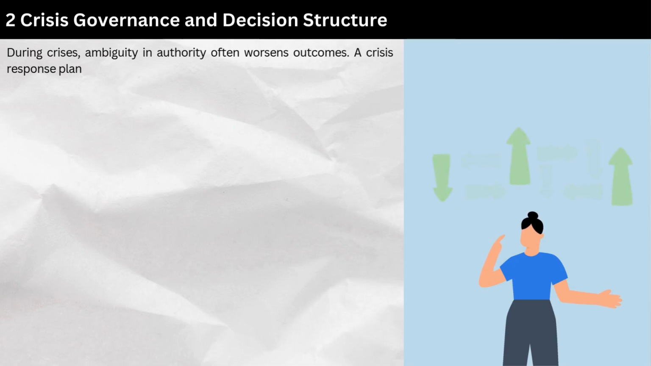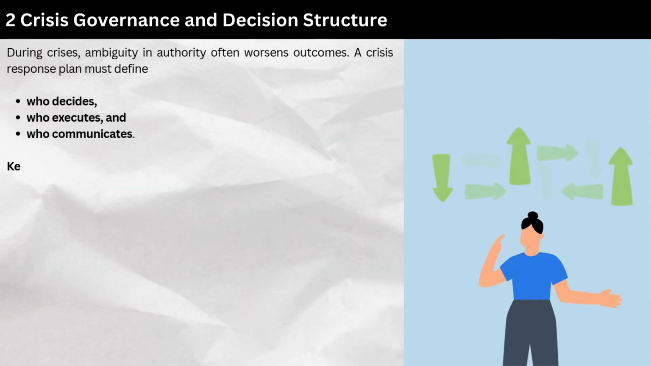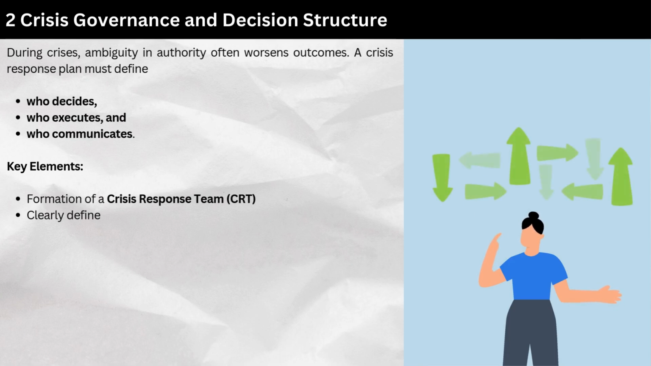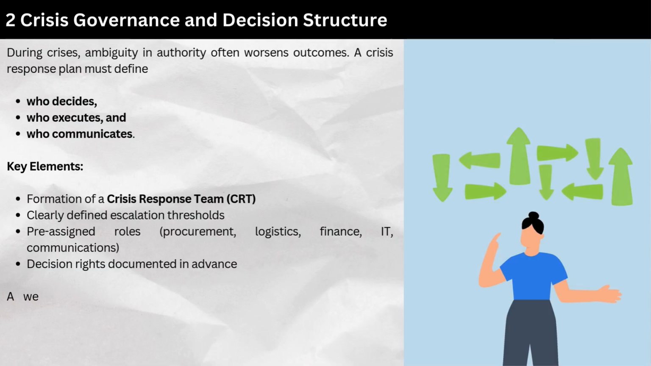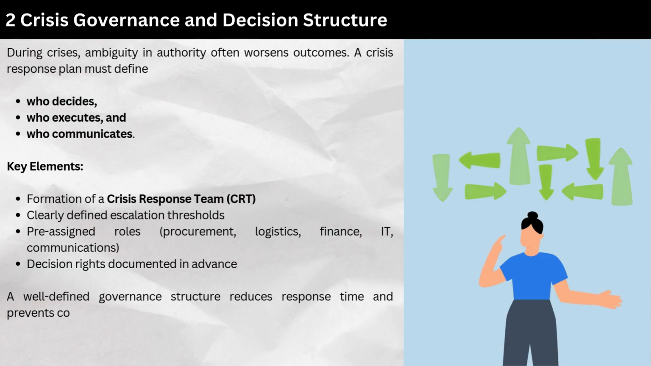2. Crisis governance and decision structure. During crises, ambiguity in authority often worsens outcomes. A crisis response plan must define who decides, who executes, and who communicates. Key elements: Formation of a crisis response team, CRT. Clearly defined escalation thresholds. Pre-assigned roles: procurement, logistics, finance, IT, communications. Decision rights documented in advance. A well-defined governance structure reduces response time and prevents conflicting actions.